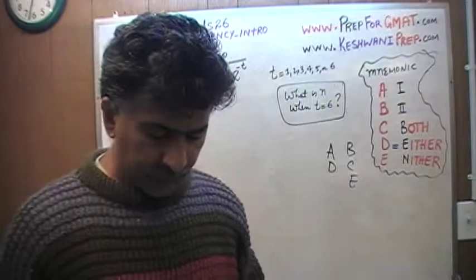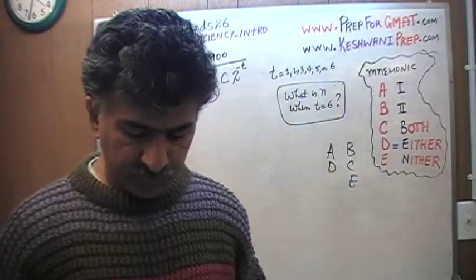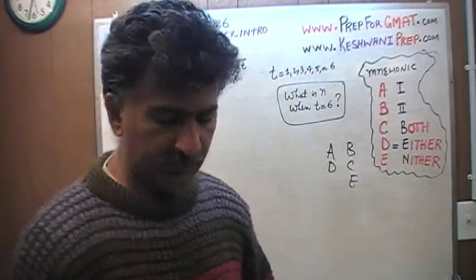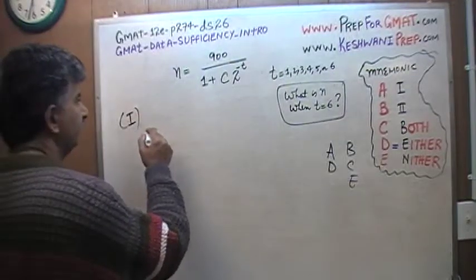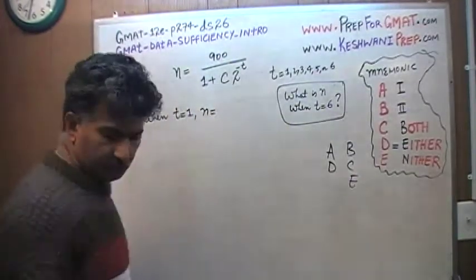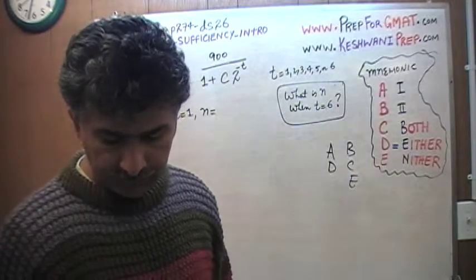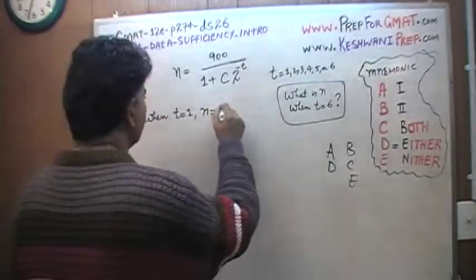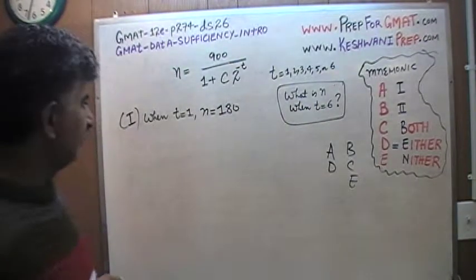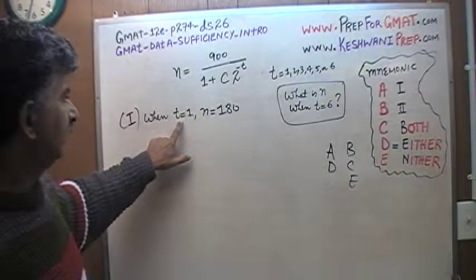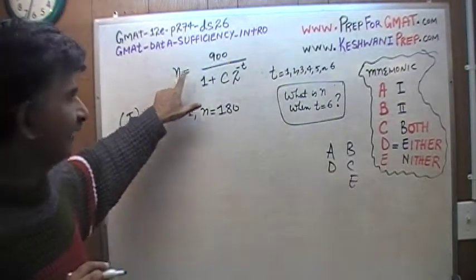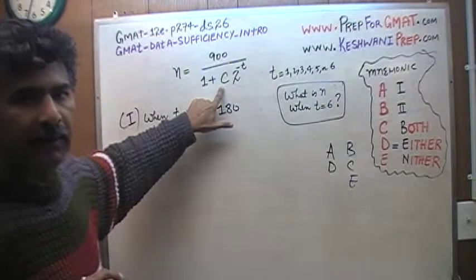Let's look at the first statement. The first statement tells us the company X is scheduled to produce 180 units of its product in month 1 of its next fiscal year. So when T equals 1, N equals 180, they're scheduled to produce 180 units. I hope you're able to see right away that if I know the value of T, which is 1, and the value of n, which is 180, then the only unknown left in this equation is C. And that can be solved very easily.